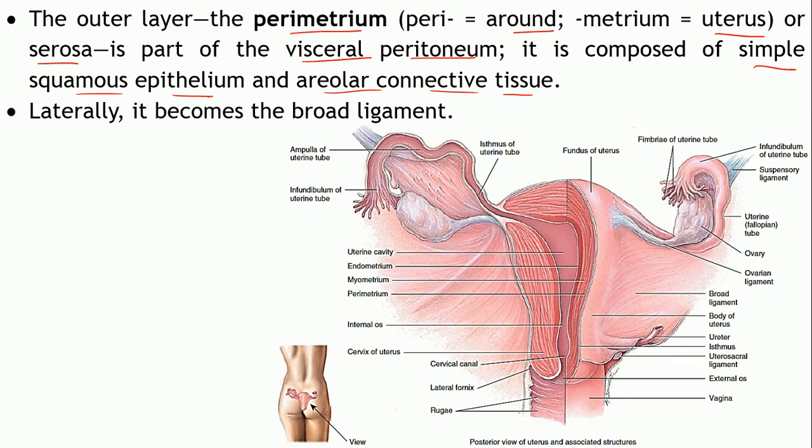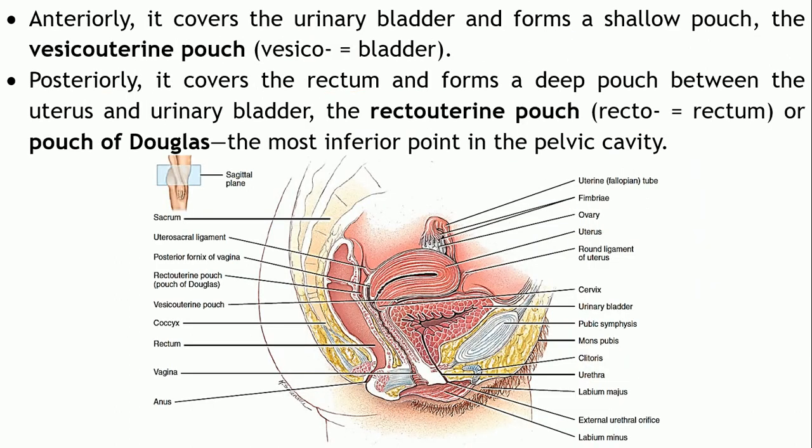This particular layer, the perimetrium, is covering the uterus. Laterally it becomes the broad ligament. So it's a part of the visceral peritoneum actually. Then this perimetrium, which is covering the uterus, forms 2 pouches. As it is covering the uterus, they form 2 pouches on either side.